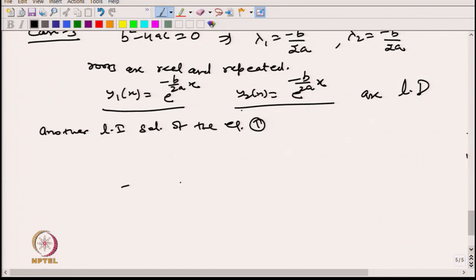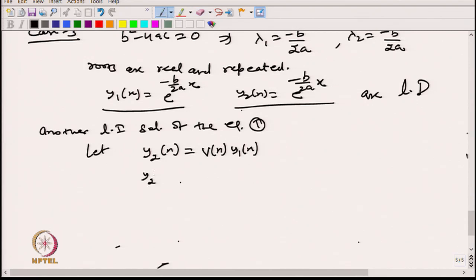So, how will I do that? In this case I will write that I get another solution y2 x equal to, suppose, some v x times y1 x. So, v x is a function of x and I do not know what the value of v x is. And this y2 x is the solution of equation number 1. Now, before that I just take the derivatives of this one.